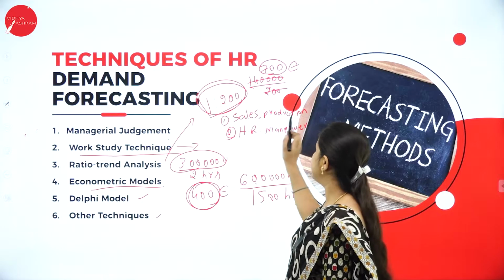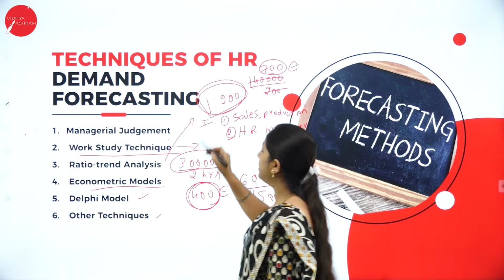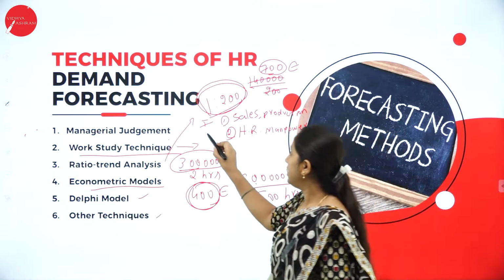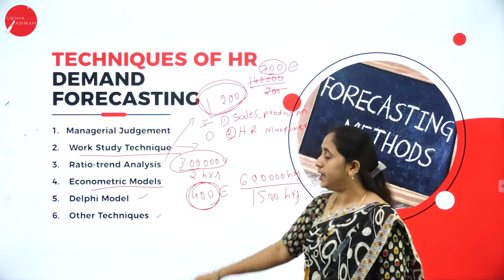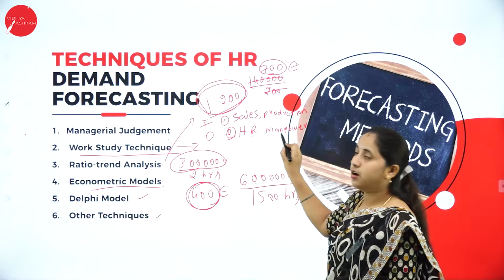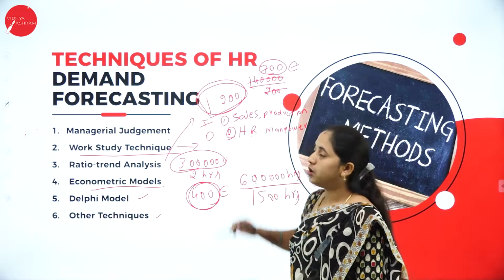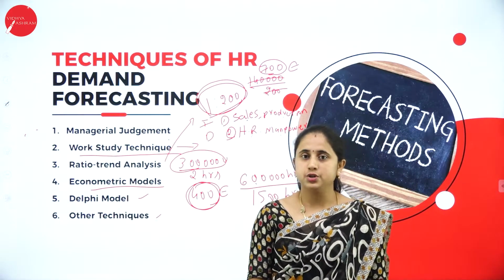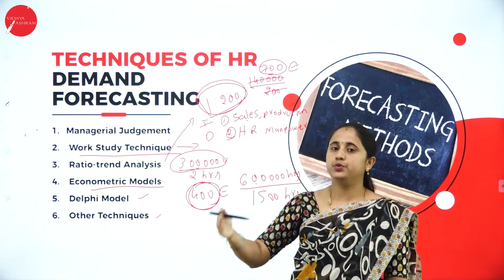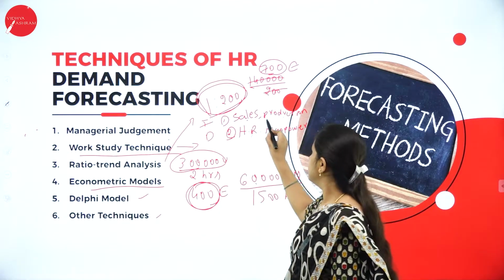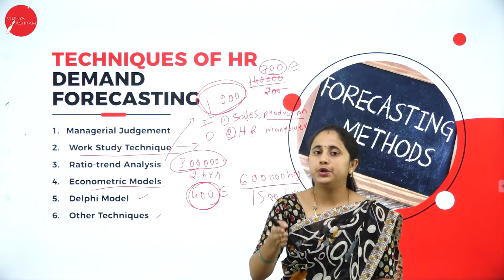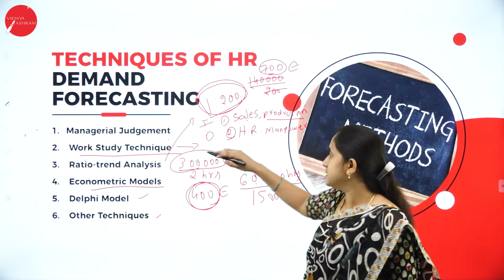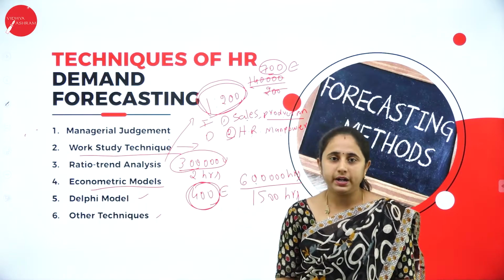Here sales and production are independent variables, and human resource and manpower are dependent variables. Here the human resource or the manpower will depend on the independent variable, that is sales or production. So based on the number of units to be sold as well as the number of units to be produced, you are going to recruit employees or use the manpower. So here it is a dependent variable and independent variable.